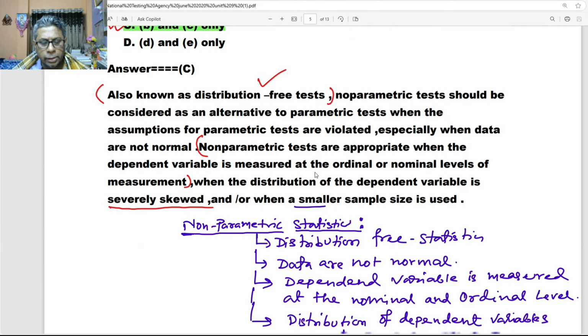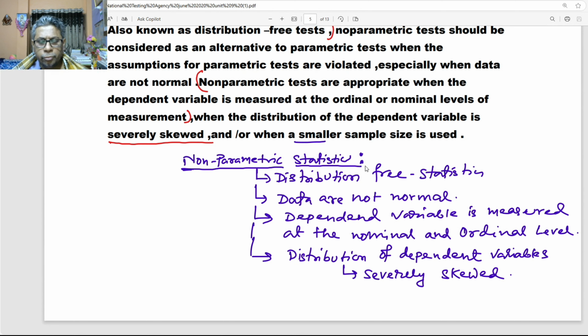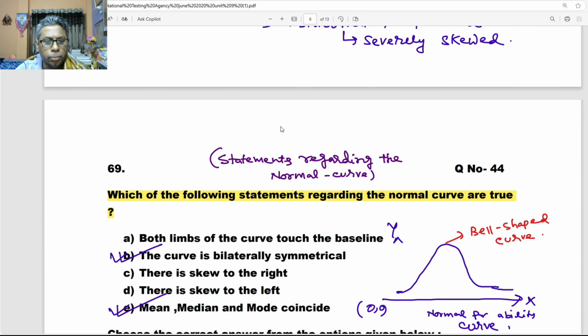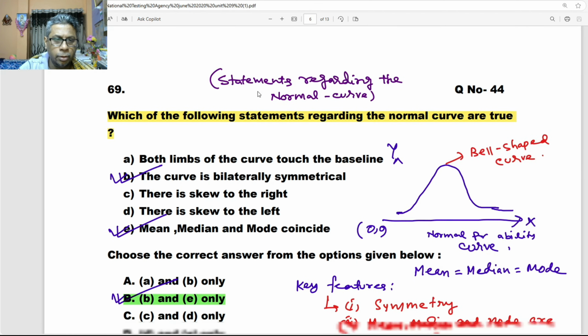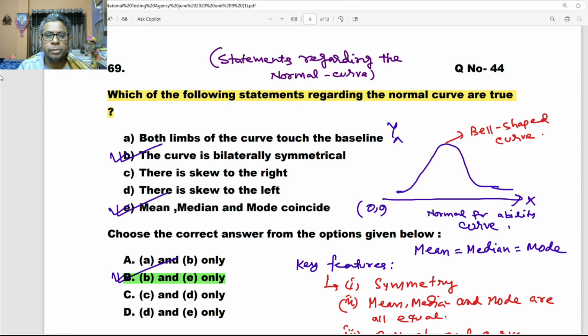Now we try to understand the important features of non-parametric statistics. Non-parametric statistics are distribution-free statistics. Used when data are not normal, the dependent variable is measured at nominal and ordinal level, and the distribution of the dependent variable is severely skewed. Now we move on to our next question. Question number 44. This question is based on statements regarding the normal curve. Which of the following statements regarding the normal curve are true?